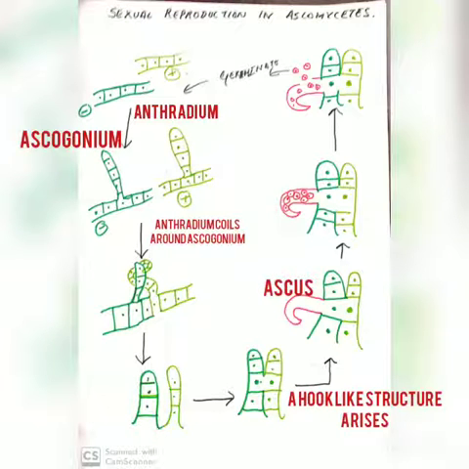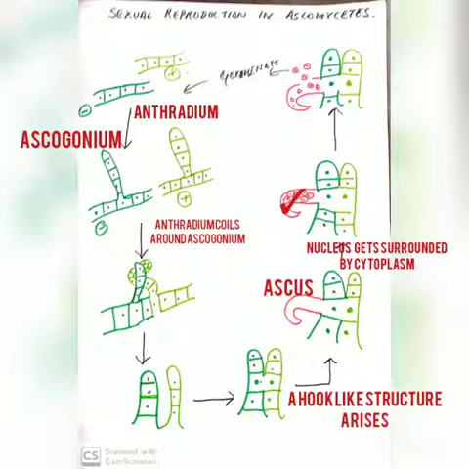In ascus, nucleus division takes place and the nucleus gets surrounded by cytoplasm. These nuclei with cytoplasm are known as spores. Now since the fungi is ascomycetes, the spores are known as ascospores. Now the ascus will rupture, that is burst out, and release the ascospores, and these ascospores then will germinate or grow into new hypha. This is how ascomycetes undergo sexual reproduction.